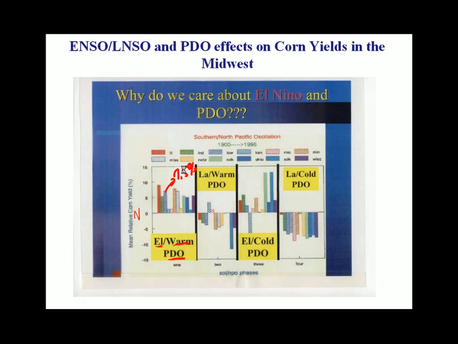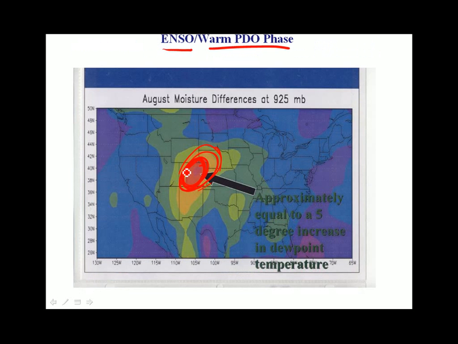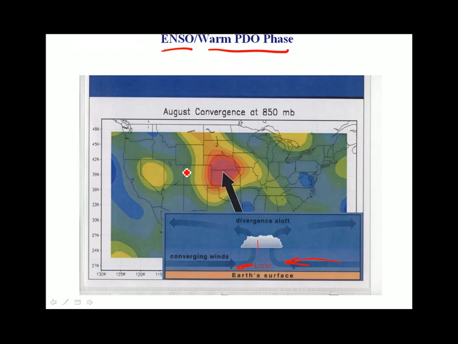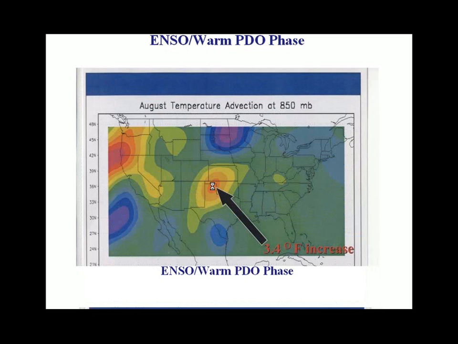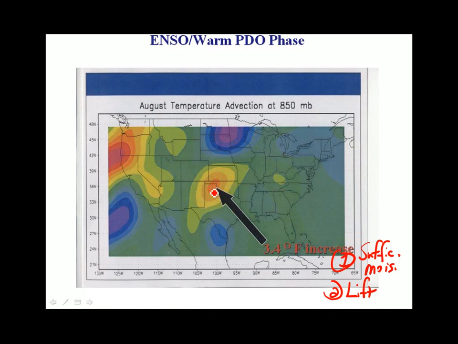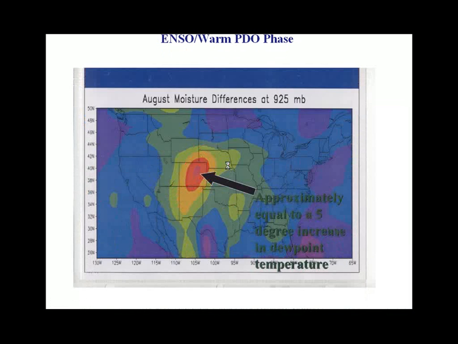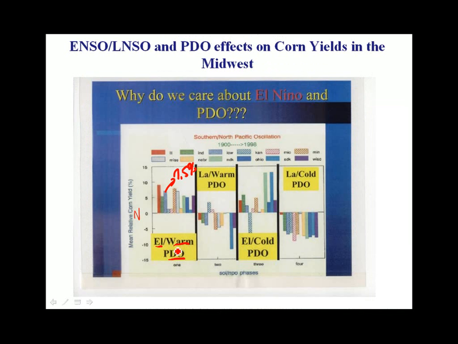Why is that? Because of sufficient moisture, because of strengthening low pressure at the surface, we're taking more air out of the top, because of enhanced conversion at lower levels of the atmosphere, and because of warm air advection just off to our southwest. So it makes sense that during an El Nino warm phase of the PDO, crop yields are going to be higher than the average.